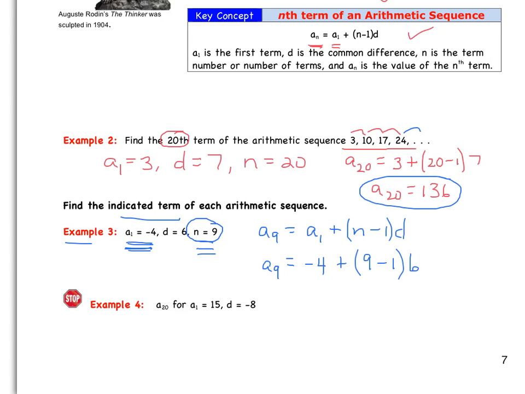Just a reminder on order of operations here: make sure that you're subtracting inside the parentheses first, then multiplying by the 6, and adding the negative 4 at the end. So if we do this, we end up with negative 4 plus 8 times 6. That should yield that the value of the 9th term is equal to 44. So we figured out the value of the 9th term is 44.